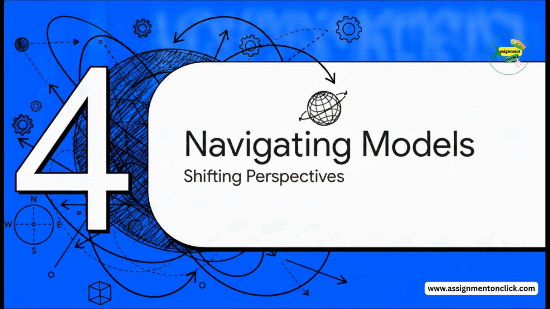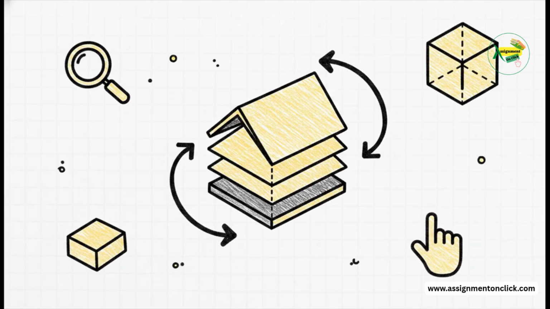Section 4. Navigating and orienting models. Shifting perspectives. As you review that room, you're quickly going to realize you need to move around. To master this 3D environment, you have to know how to spot errors that might be completely hidden if you're only looking from a single angle.